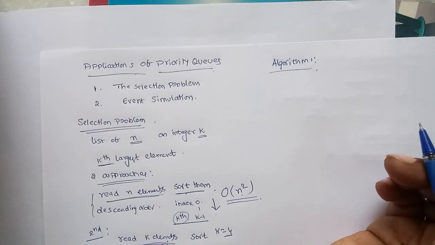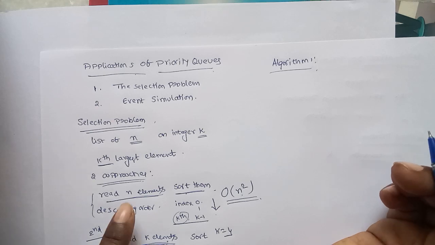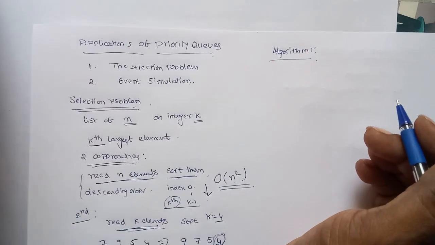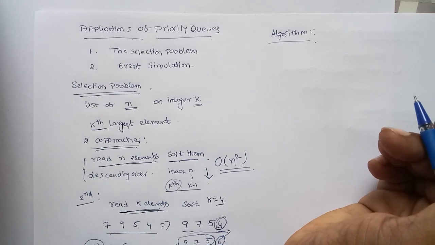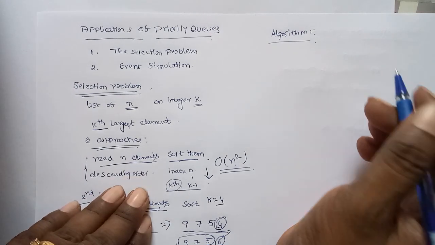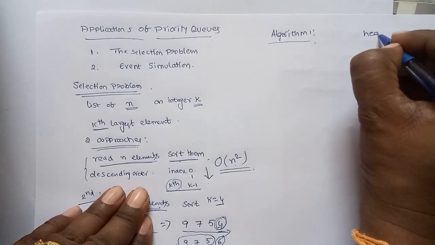So to find this algorithm, the kth largest element, I already said that if you are using a max priority queue, that is the kth largest element. If you are using a minimum priority queue, that is the minimum priority element. So the same concept is implemented in terms of heaps.